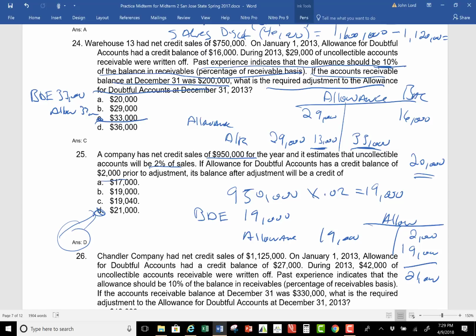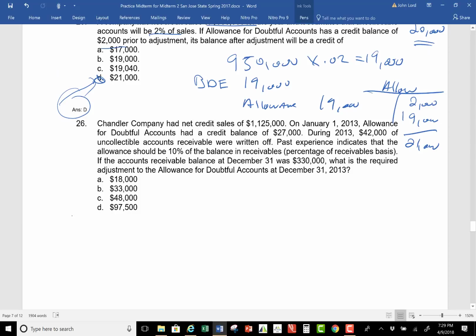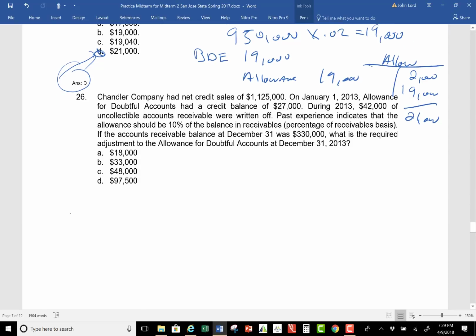Okay, good. Let's take a look at this one. Chandler Company had net sales of $1,125,000. On January 1st, 2013, the allowance for doubtful accounts had a credit balance of $27,000. During 2013, $42,000 of uncollectible receivables were written off. Past experience indicates the allowance should be 10% of the balance in receivables, which is $330,000. So we're using the what? Percent of receivable method. So we're going to have to adjust it to what we want it to be, right?